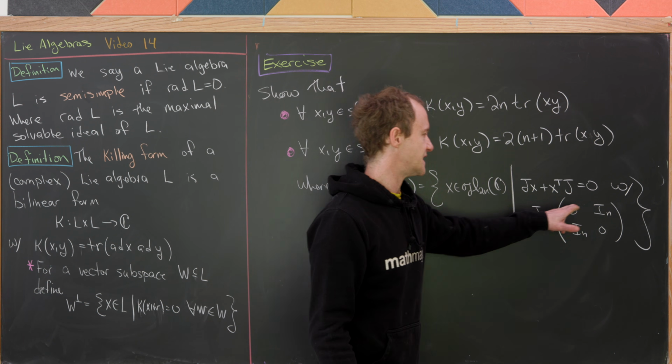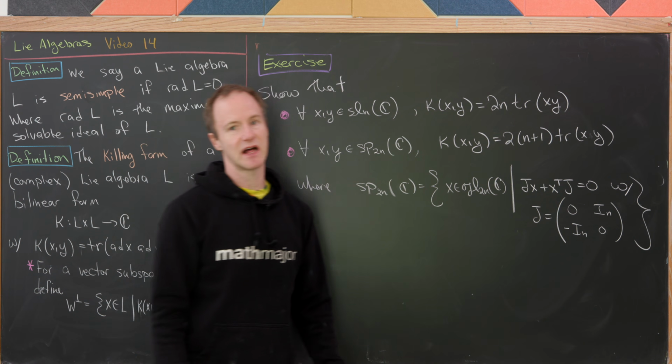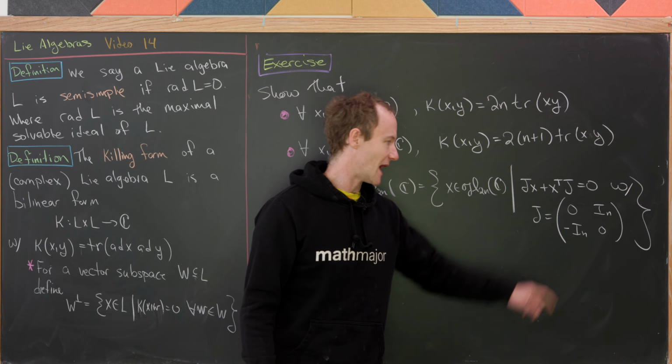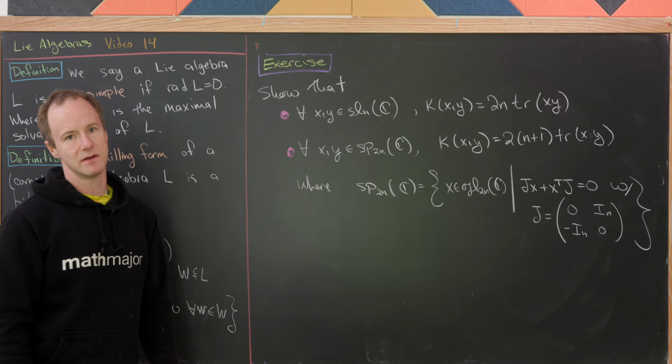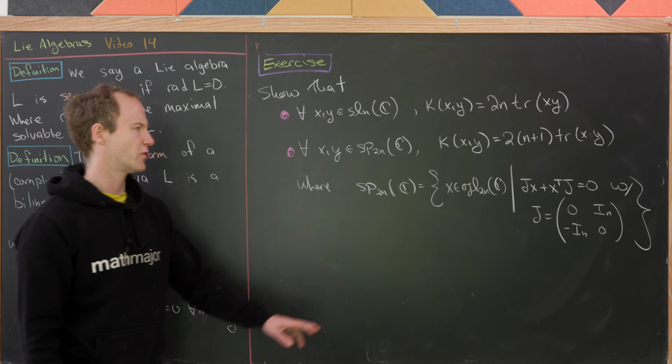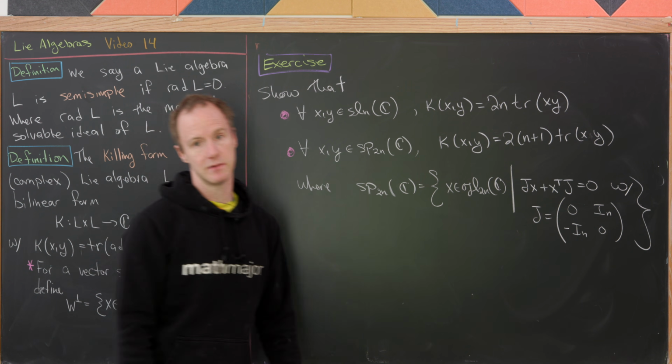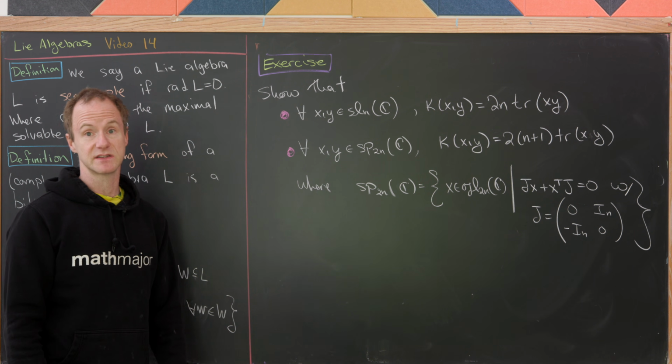So observe that we have 0, the n-dimensional identity matrix, minus the n-dimensional identity matrix, and then another n by n matrix of all zeros. I should point out that these are n by n matrices of all zeros, and that's a good place to stop.